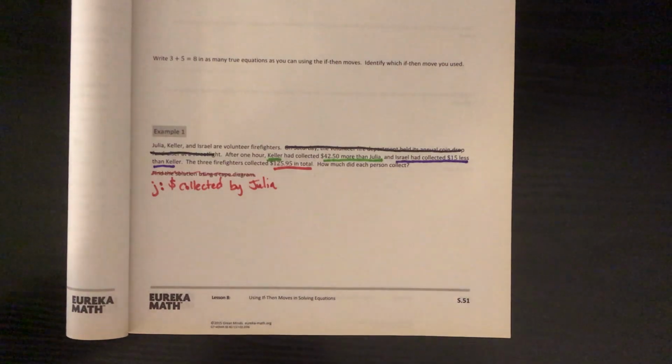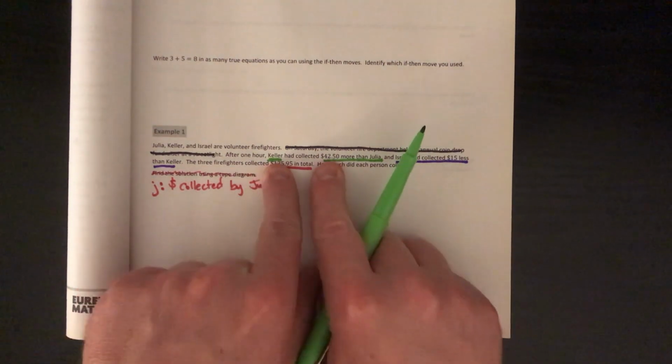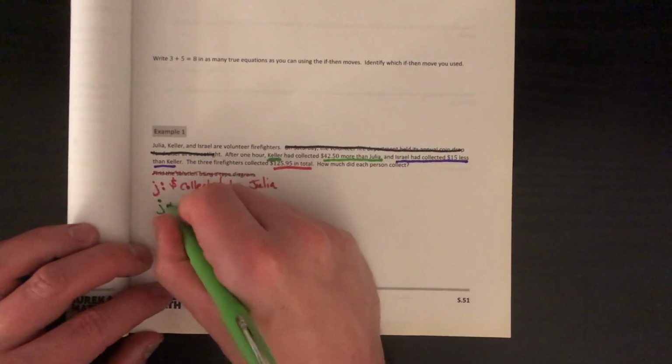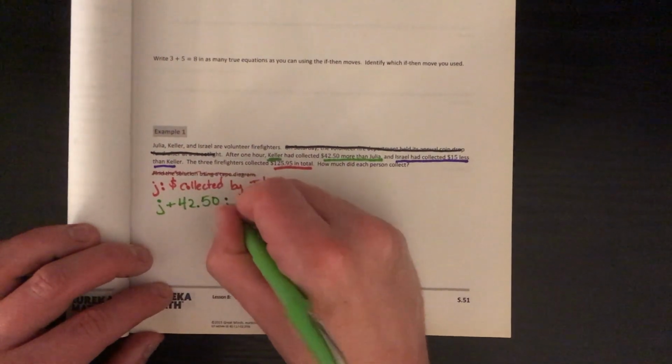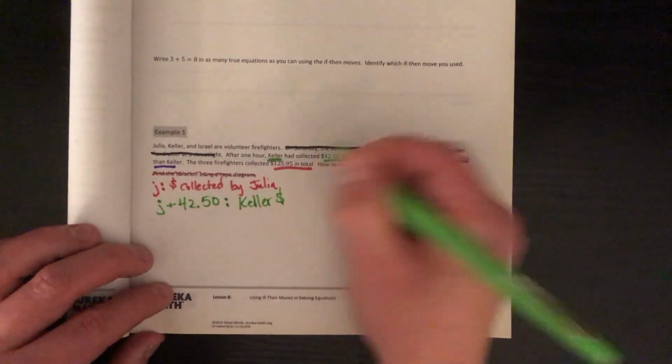All right, and so now let's write expressions for how much money Keller made and how much money Israel made using J, and then we can use those pieces to build the equation we need. So it says Keller collected $42.50 more than Julia. So if J is how much Julia made, then if we just add $42.50 to that, that will be how much money Keller made. And I'll write that as Keller dollars.